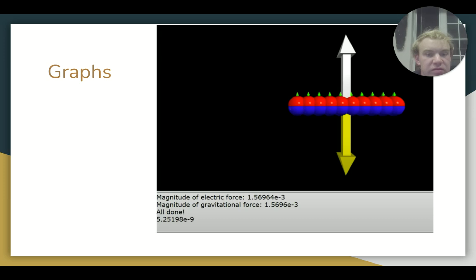Then that comes into here. We can see the little green arrows are the individual electric forces. The white is the sum total of all the electric forces, and the yellow is the force of gravity. You can see the two sum arrows have equal magnitude, the forces balance, and the object is in static equilibrium. And then we have the charge I calculated as 5.2 times 10 to the negative 9th coulombs on each piece of tape.